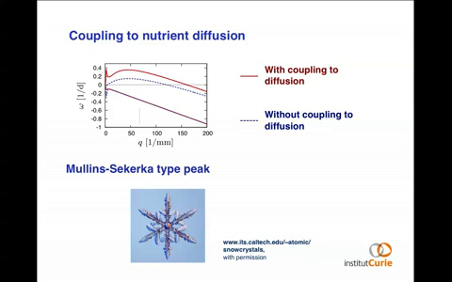This additional peak is reminiscent of the instability known as the Mullins-Sekerka instability, which occurs in single diffusion processes of crystal growth. In the formation of snowflakes, for example, the diffusion of water vapor molecules in the air drives the shape instability. In our case here, the additional long wavelength instability is due to the spatial inhomogeneities arising from nutrient diffusion limitations.